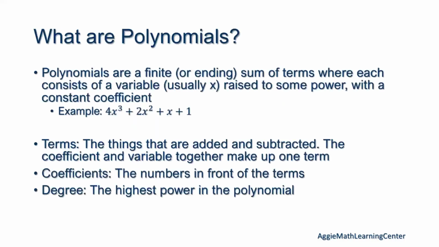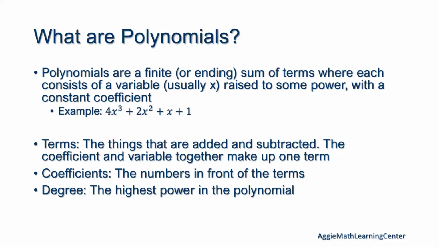So starting with polynomials, just some definitions. A polynomial is a finite, so less than infinity, number of terms, where you have a bunch of constants and variables with coefficients and exponents. The terms are each of the pieces that are added together, like 4x cubed is a term, 2x squared is a term. The coefficients are the numbers in front of the variables, so 4 and 2 and 1 and 1 are all coefficients. The degree of the entire polynomial is just the biggest exponent.